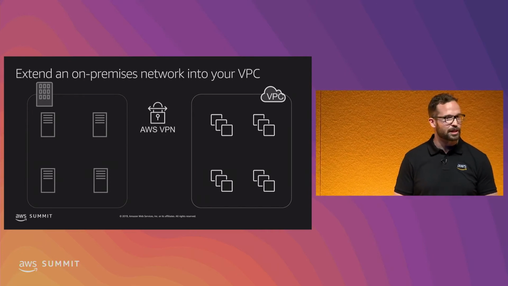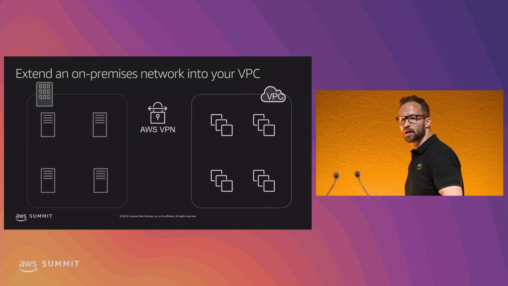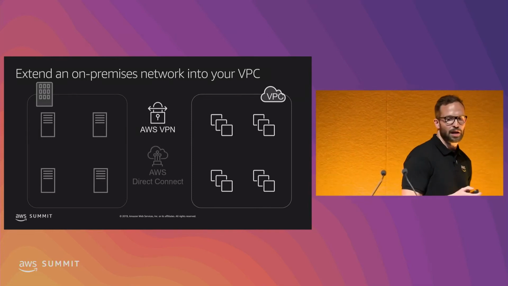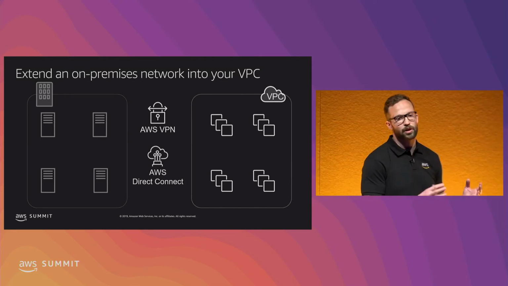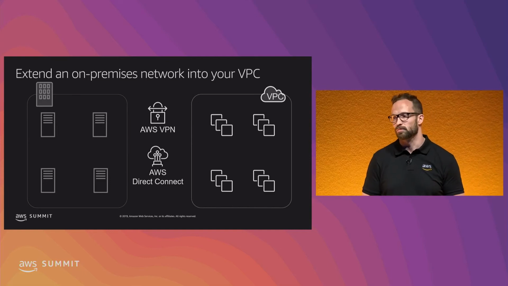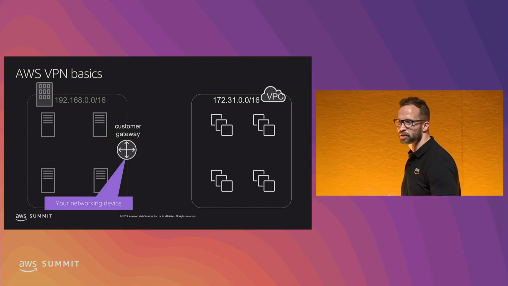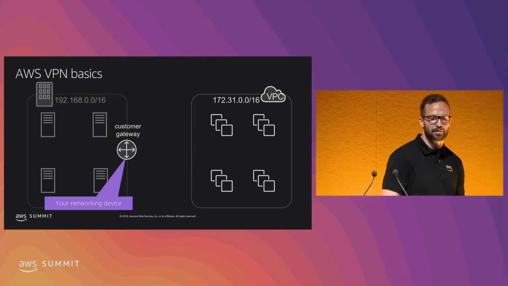We have AWS site-to-site VPN. That's effectively an IPsec VPN tunnel, typically running over the internet, connecting your VPC to on-premise. And the other option is AWS Direct Connect. That's a dedicated physical connectivity into the AWS backbone. So VPN is often the starting point for many customers. It's an easy thing to set up, and you can do it with not a lot of effort.